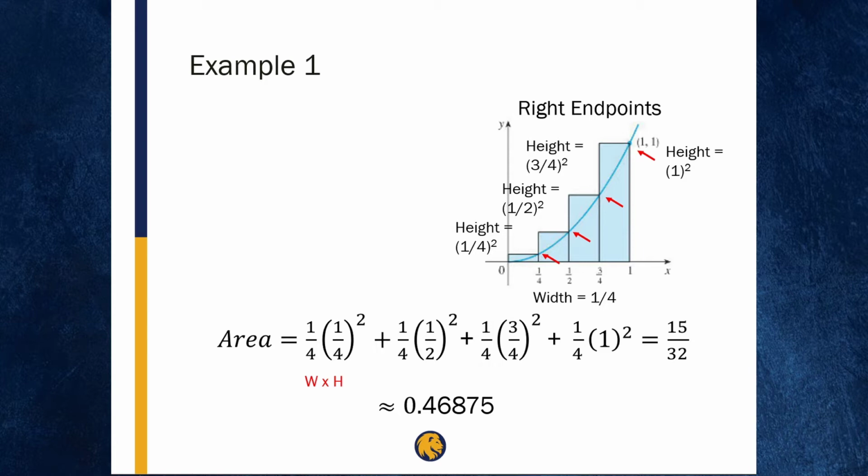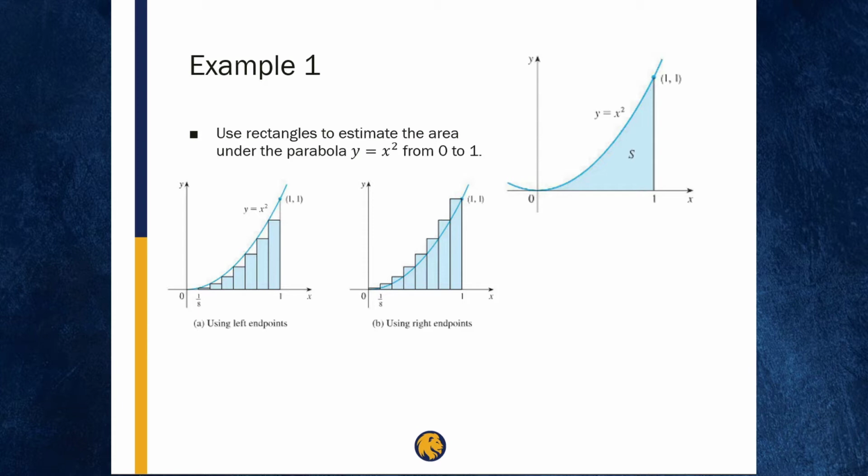Now, how we could do this better is if we increase the number of rectangles, and then we leave less space inside, or we go a little bit less over on the approximation of the area.